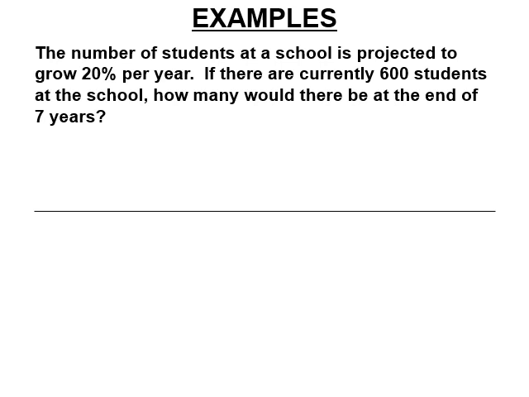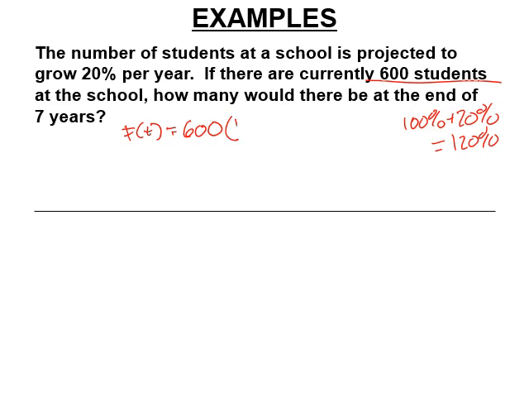Okay, so let's try another one. The number of students in school is projected to grow 20% per year, right? So you start with 100% students, you add 20%, you have 120%. So how would you write that as a decimal? Right, so it's f of t. There are currently 600. That's our y-intercept at time 0, right? At time 0, we have 600 students. And it's growing by 1.2. The constant ratio is 1.2, and we're going to do f of 7. So it's 600 times 1.2 to the 7th.